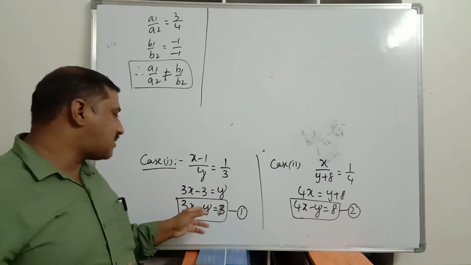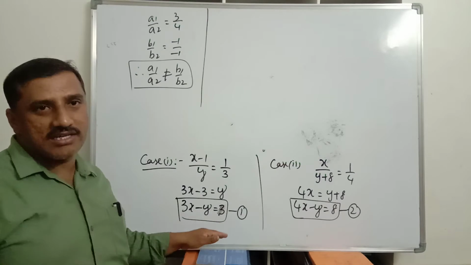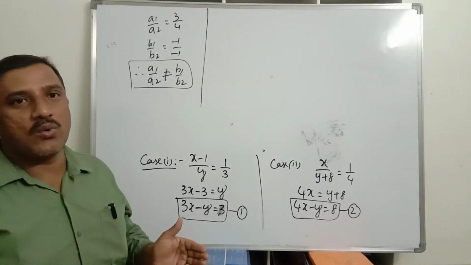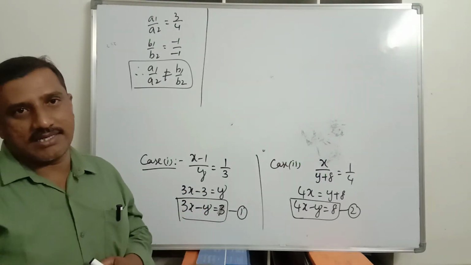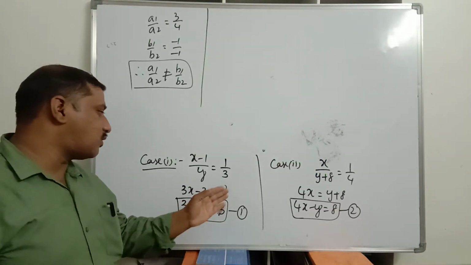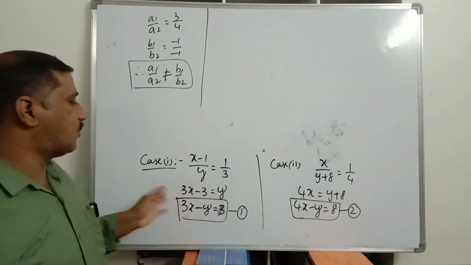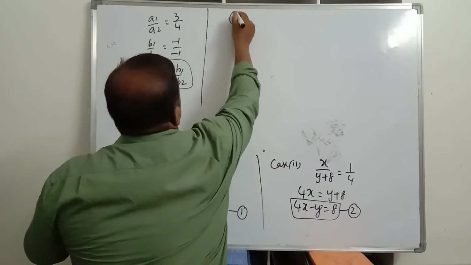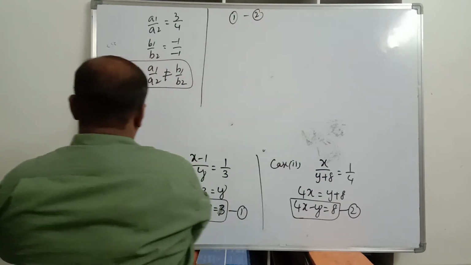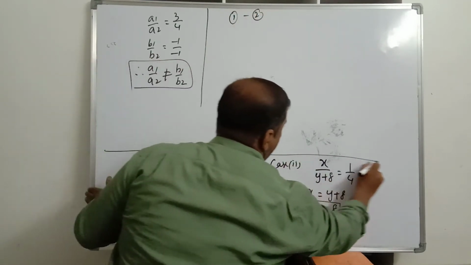So how to add here? Same variables are there, same coefficients are there with same sign. So what to do? Subtract the equations. That is, subtract equation 2 from 1 or 1 from 2. That is equation 1 minus equation 2.